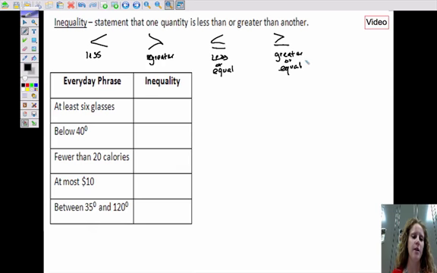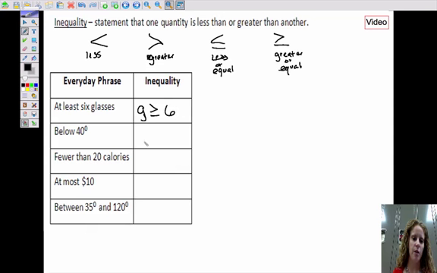So an everyday phrase of "at least 6 glasses." If I have at least 6 glasses, then first I'm going to define a variable. Let's just use G. Now, I have at least 6, so what can I have? I can have 6, I can have 7, I can have 8. So G is going to be greater than or equal to 6, all right?